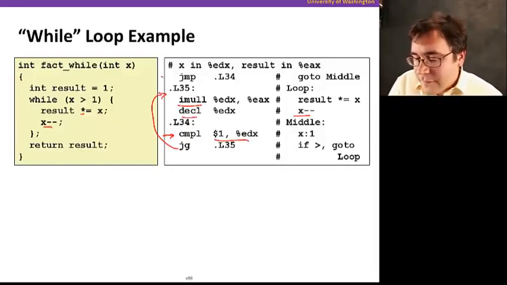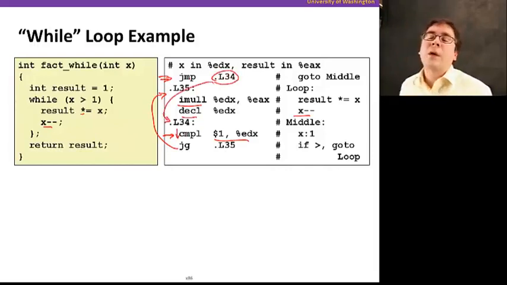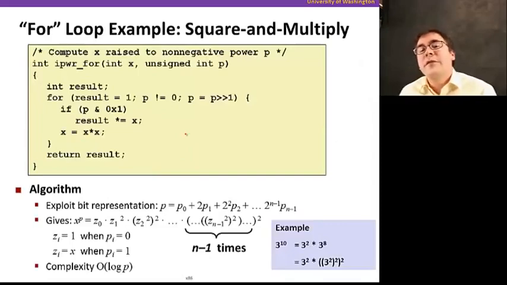Okay? The main difference here is that now we have a jump to where the condition check is, right here. Right, so that's how we implement while loops, just jumping over the body of the loop compared to do while. Now let's see how we implement a for loop.